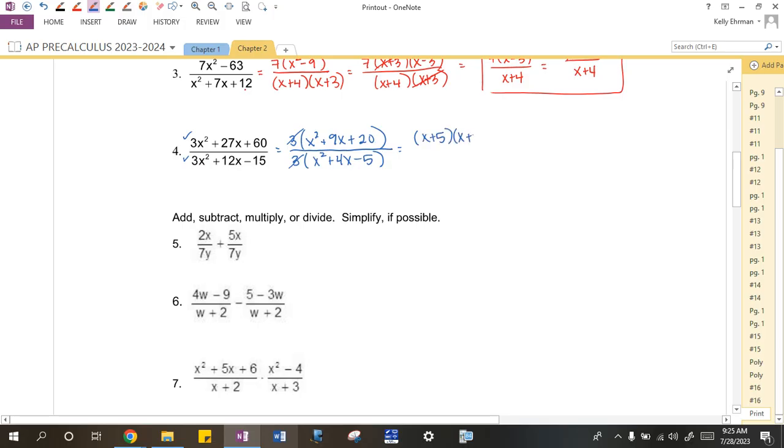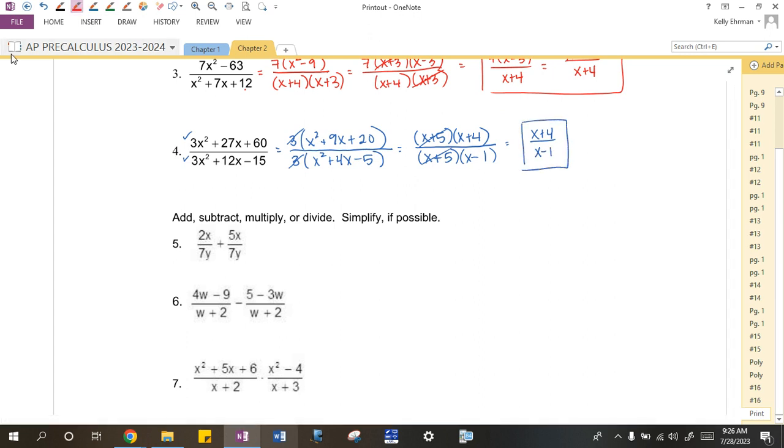5 and 4 are going to multiply to 20 and add to 9. And 5 and 1, I need to get positive for us. It's got to be plus 5 minus 1. So the x plus 5's cancel. And I've got x plus 4 over x minus 1.